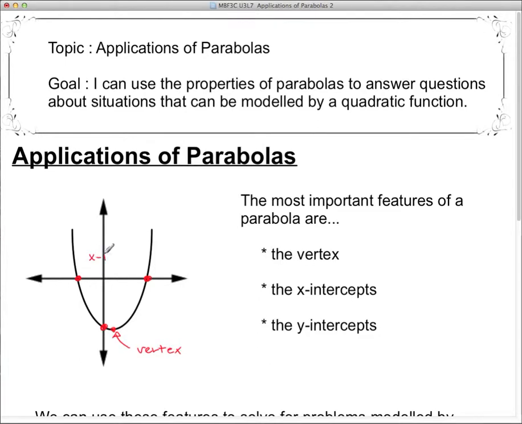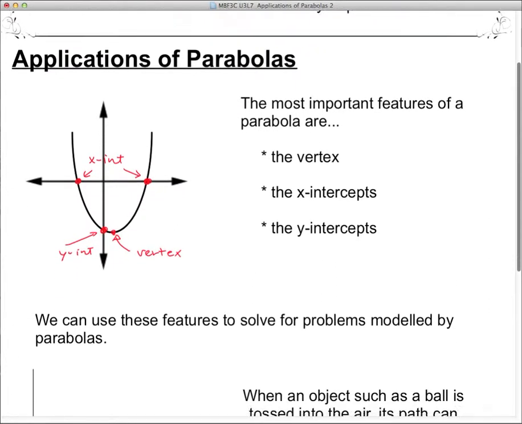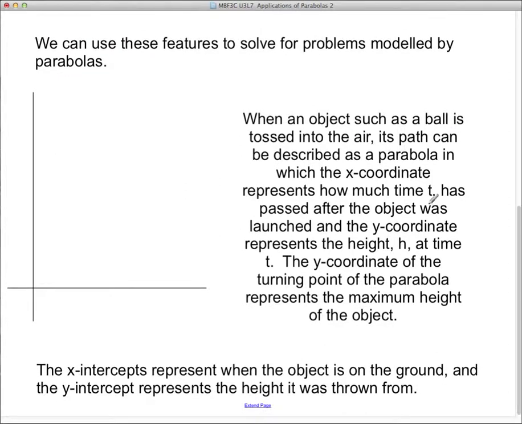We've got x-intercepts here, and the y-intercept. Those are the most important features of the parabola, and they answer most of the questions that we want to know about a parabola and things that can be modeled with parabolas. So we can use these features to solve for models. Now I'm just going to read through this nasty bit of text here.